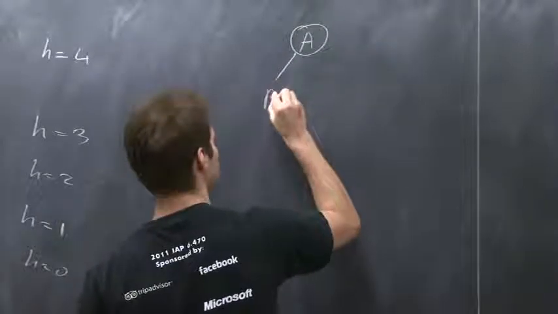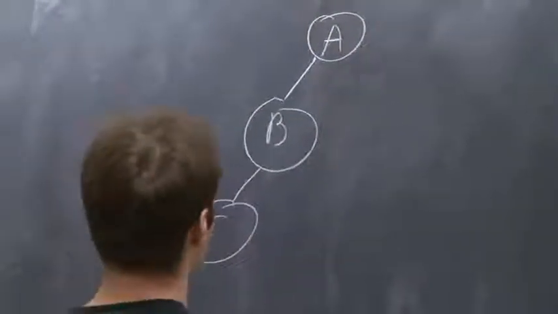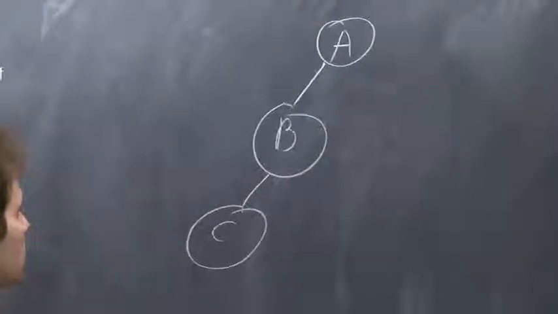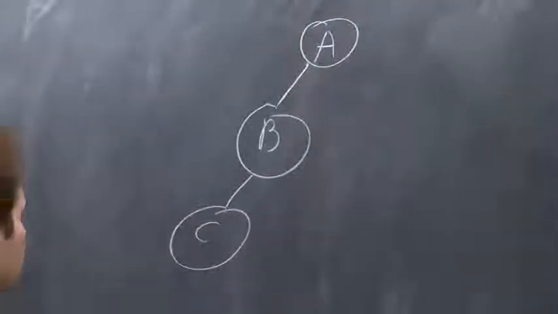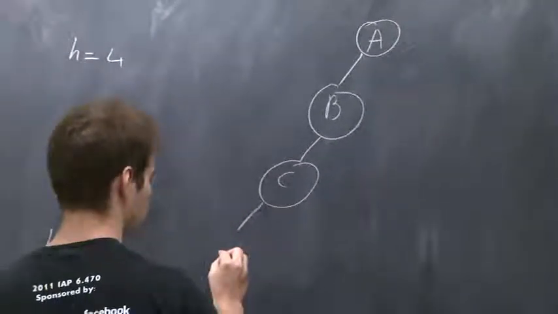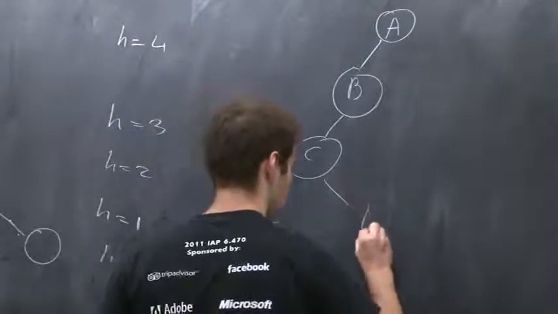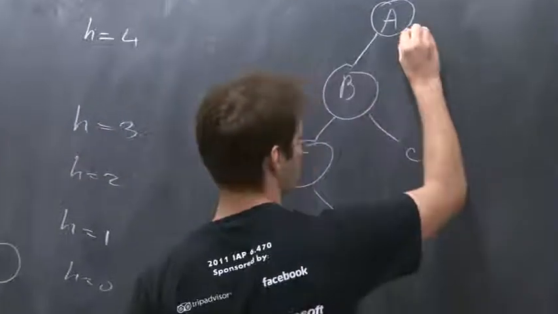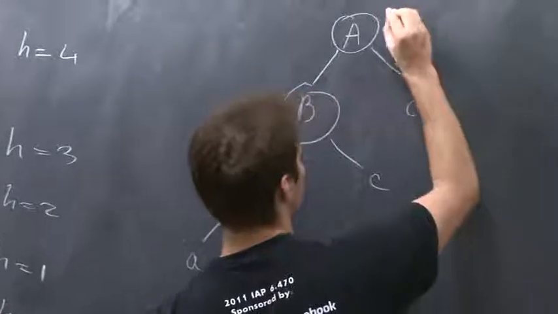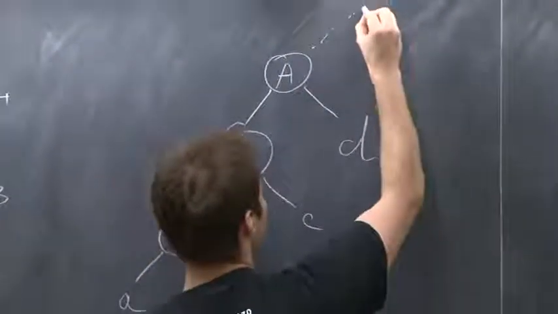So suppose we have nodes A, B, C. This looks wrong. And the children of these nodes are A, B, C, D. Also, this node is hanging off of something here, say E.